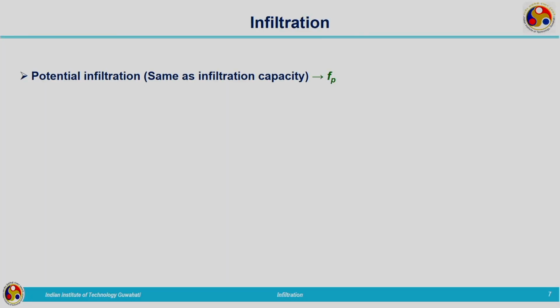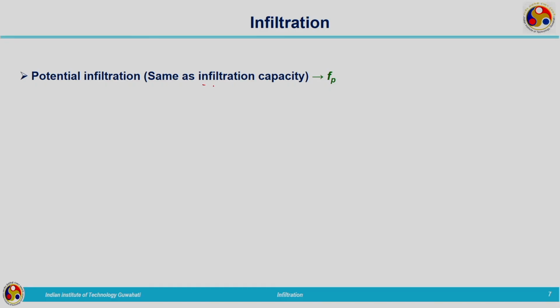Now, different terminologies related to infiltration. One is potential infiltration. This is similar to the terminologies which we have seen in the case of evapotranspiration. We have seen two terms: one is potential evapotranspiration and the second one was actual evapotranspiration. In the same way, for representing infiltration also we will be using the same terminology, that is potential infiltration and actual infiltration.